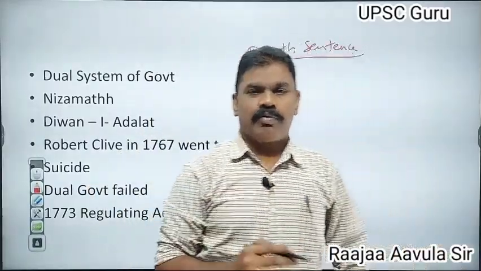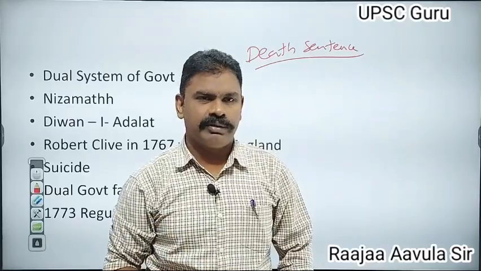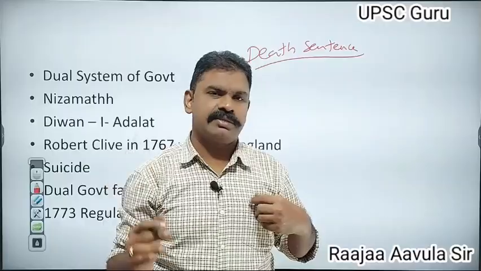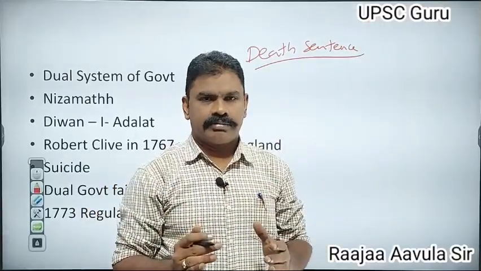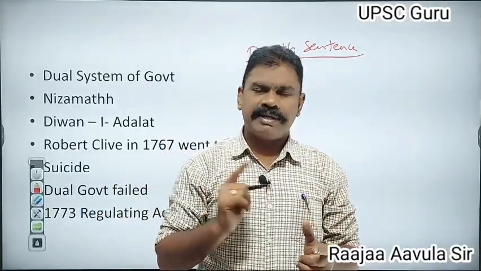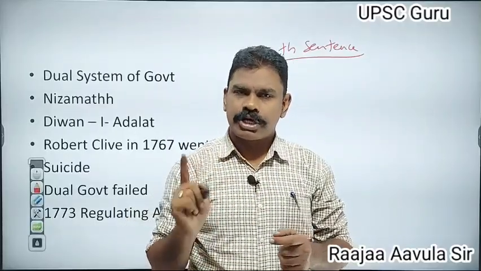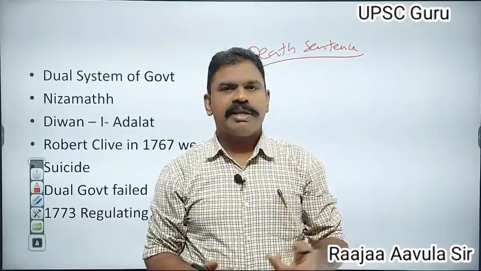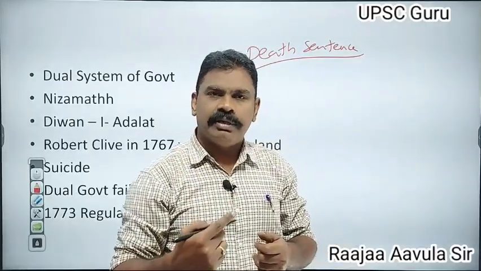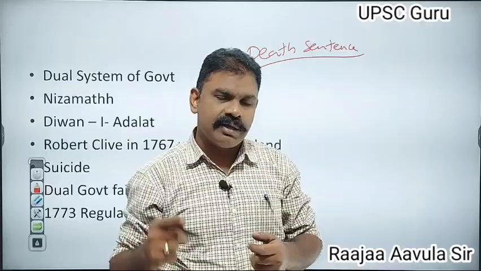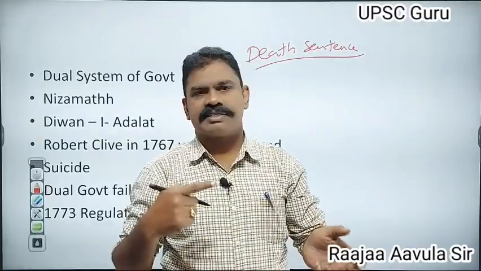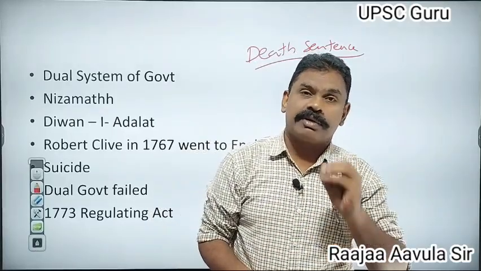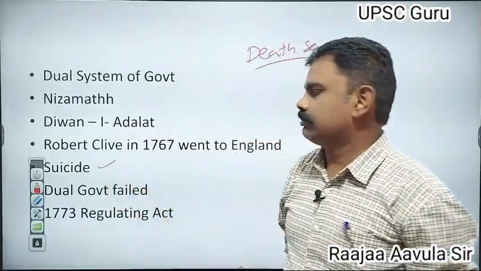Because of that, one fine morning, he woke up from the bed, and while he was thinking about his past, his daughter brought a sharpener and pencil. Sharpener means like a blade. She brought the sharpener and pencil to Robert Clive to sharpen the pencil. While sharpening the pencil, he reflected on all the past things, and directly he cut his nerve. Robert Clive committed suicide.